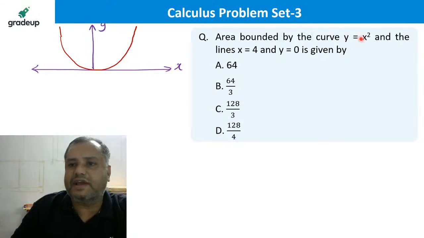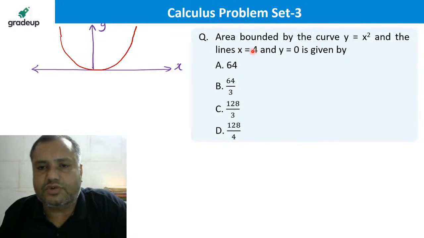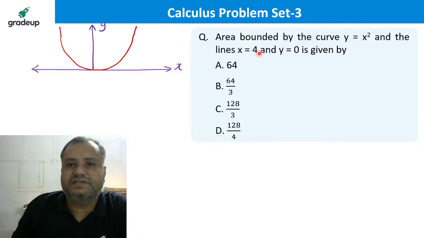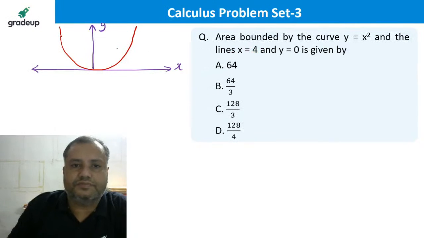This is the parabola y equal to x square. x equal to constant is a line parallel to the y-axis. So x equal to 4 is a line parallel to the y-axis at a distance 4.